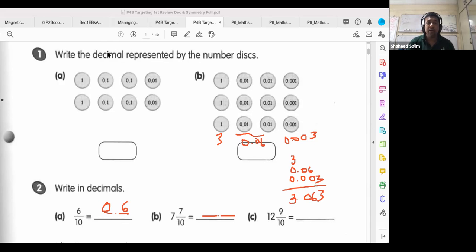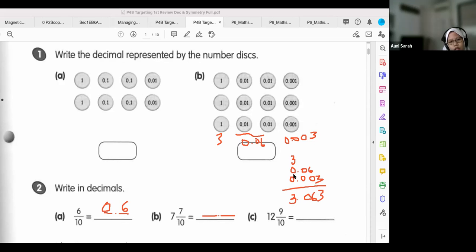You all didn't get one. Only down here is 0. The answer is 3.063 for this one. So only you have to check. No one else does. What? This one is 3.